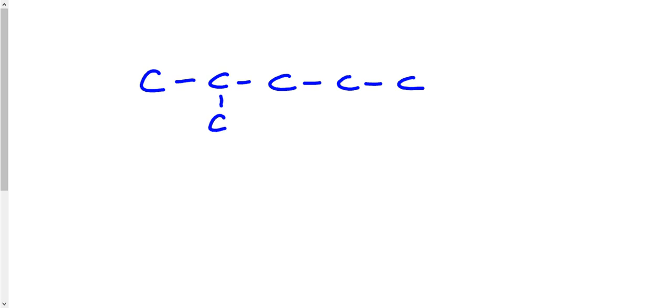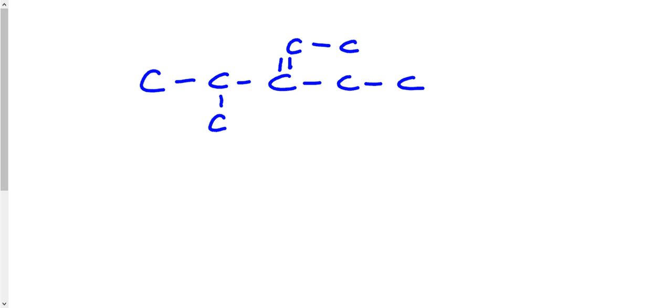Let's try a couple more together. Suppose we have a structure that looks like this. I'll start by putting 5 carbons. I'm going to put a single carbon there. I'm going to put a 2-carbon branch there. And I'm going to do something sneaky and put my double bond right there.